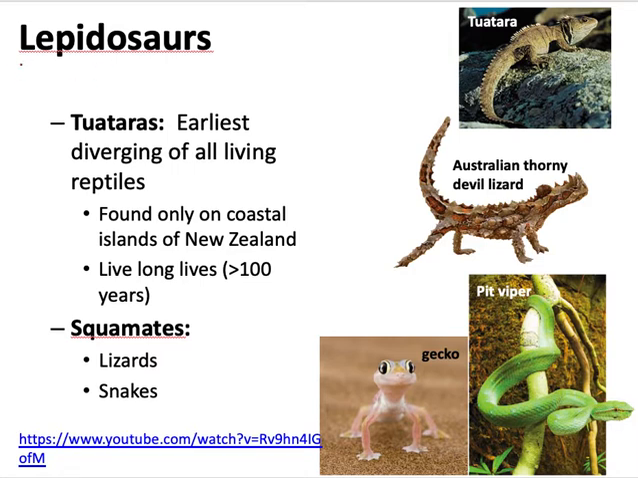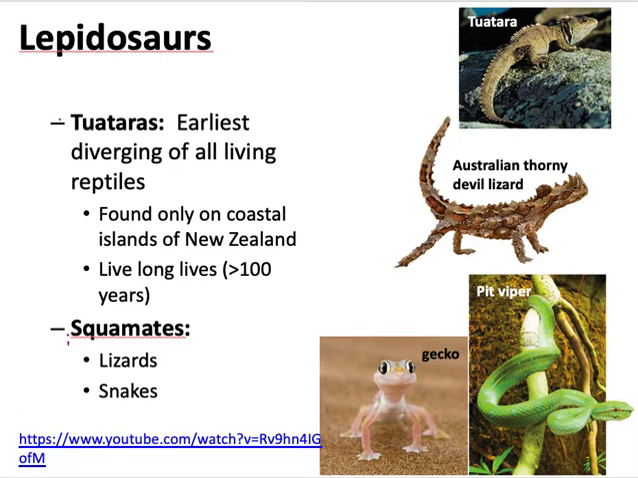Our lepidosaurs, I called that the second group, but we're going to start with them. Lepidosaurs include tuataras and squamates. Tuataras are only found on the coastal islands of New Zealand. They're not found on the main island of New Zealand because all of the eggs were wiped out by rats. And on these coastal islands, there are only two species remaining. So two species of tuataras.